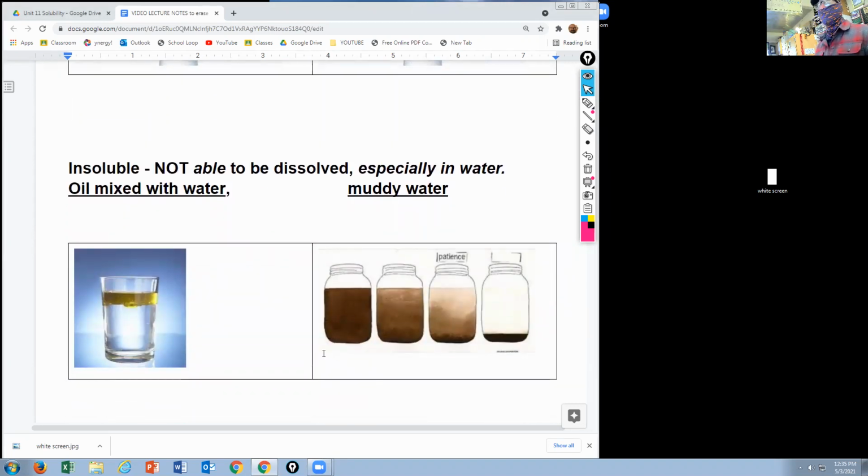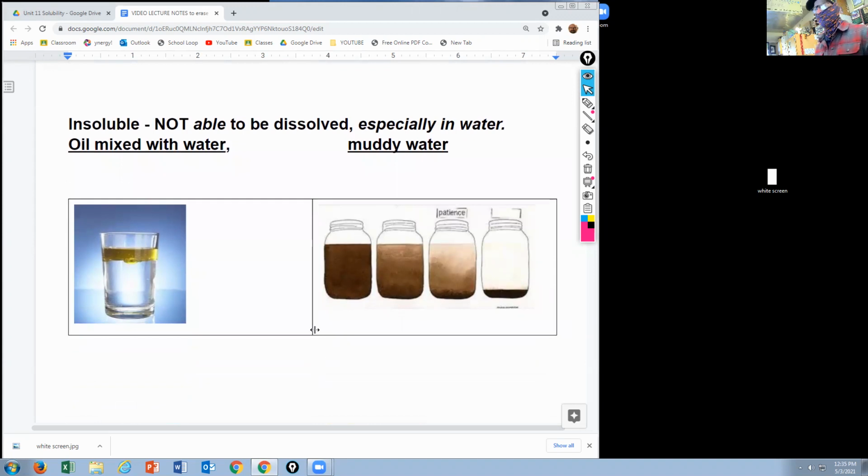Insoluble means not being able to dissolve in water, okay? And one of the things that you can kind of get your idea around is when you mix oil and water. Oil does not mix very well with water. They don't dissolve in each other. They actually form a layer and they don't dissolve, okay?